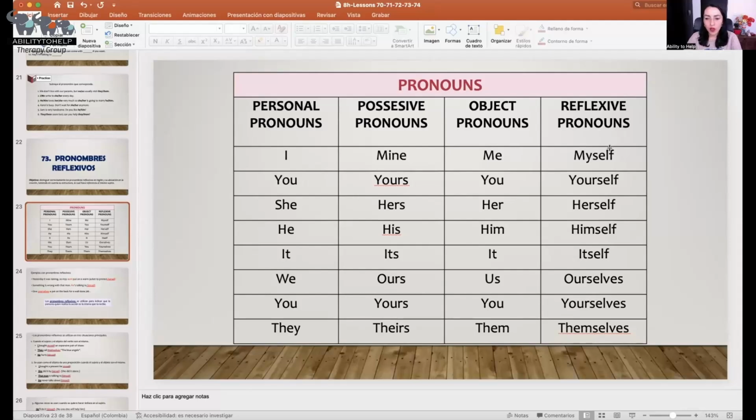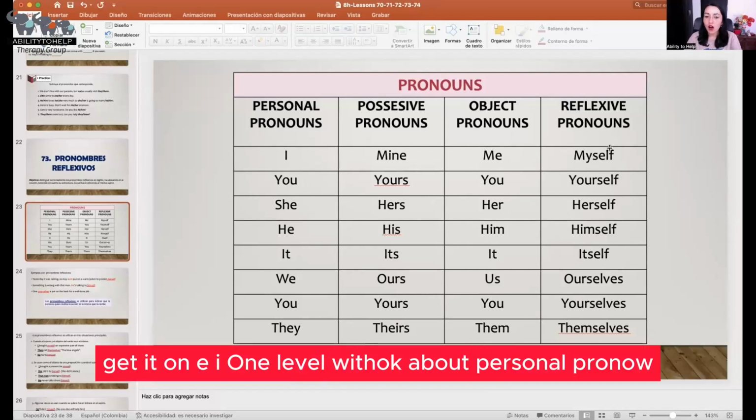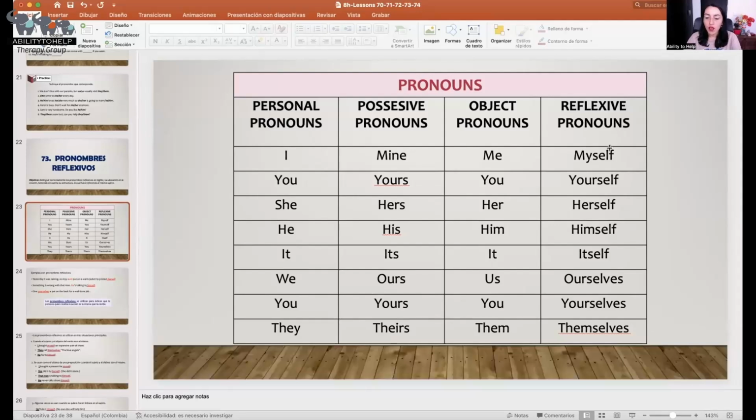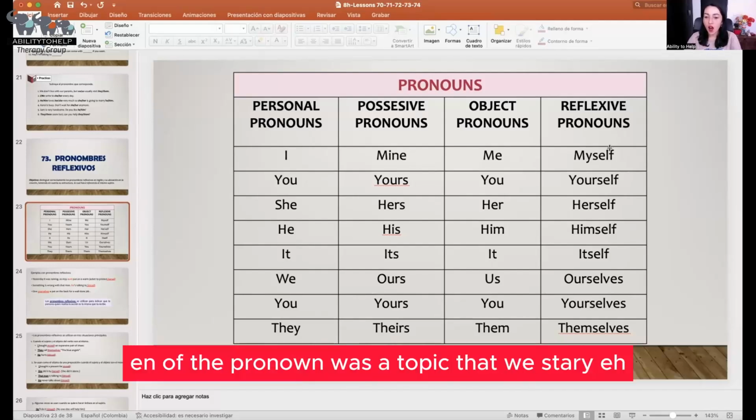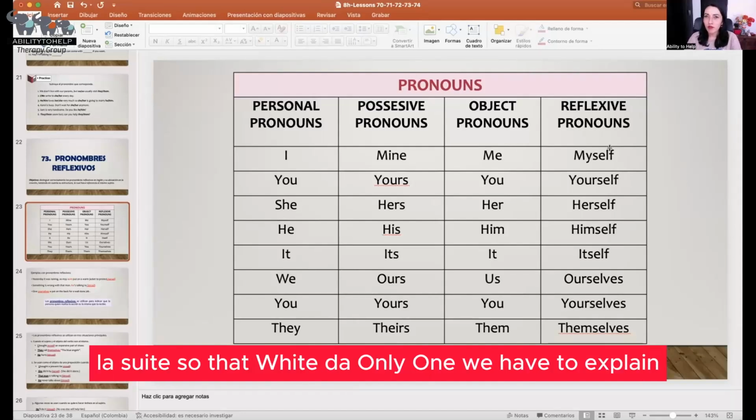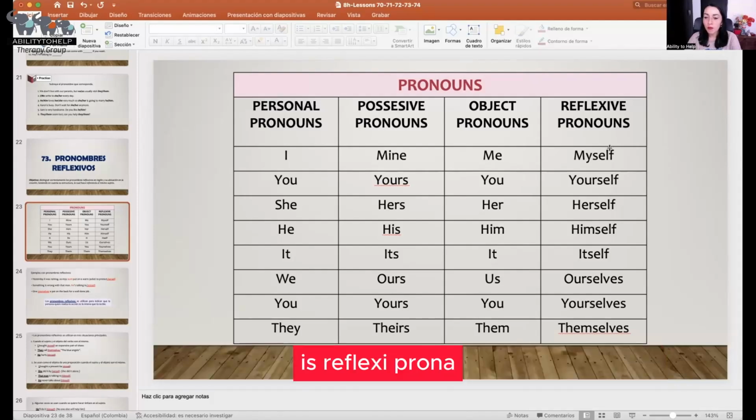Last, pronouns were started on different classes. Don't forget it. On A1 level, we talked about personal pronoun. And in A1 level, we talked about possessive pronoun. And object pronoun was a topic that we studied last week. So that's why the only one we have to explain is reflexive pronoun.